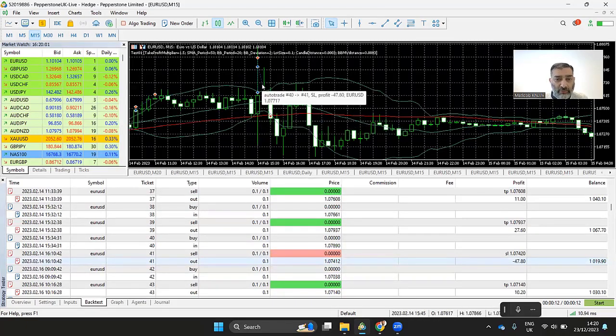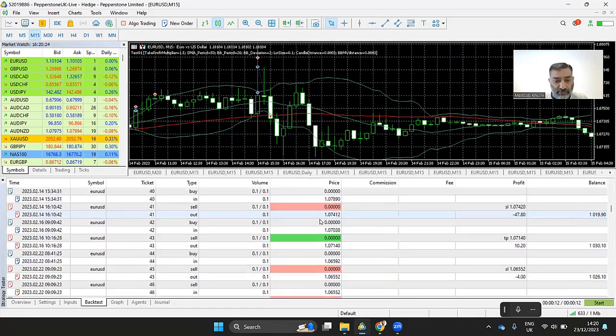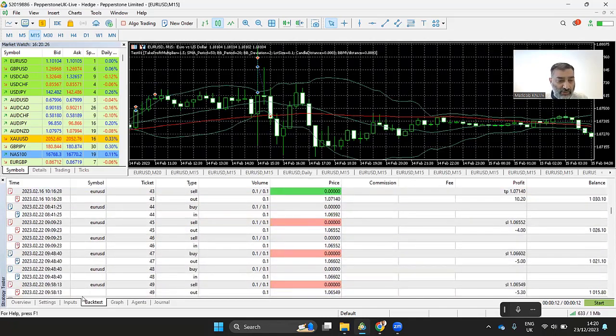Hovering a mouse over this one gives you the exact trade, the ticket number, trade number, and how much profit or stop loss was hit. You can exactly check the prices, at what price the trade took place, and when it was stopped out. So all that information is very interesting.